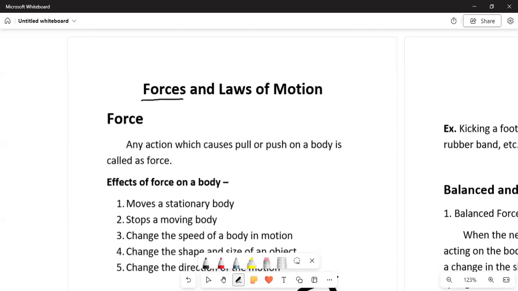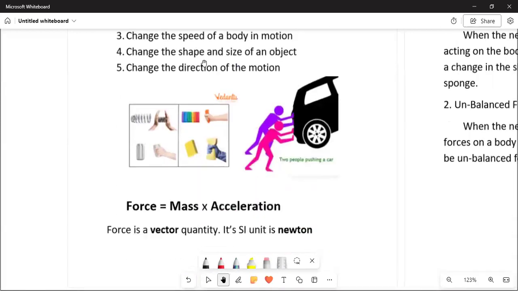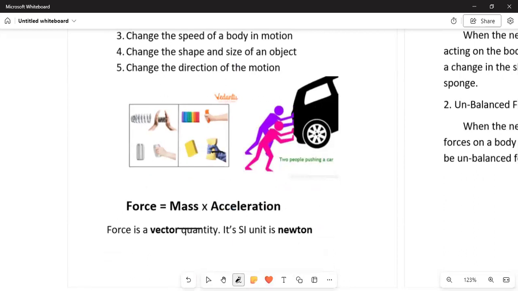In which we discussed what is force, its effects, different examples. We also discussed the formula for force, that the formula was mass into acceleration. We also discussed that force is a vector quantity.